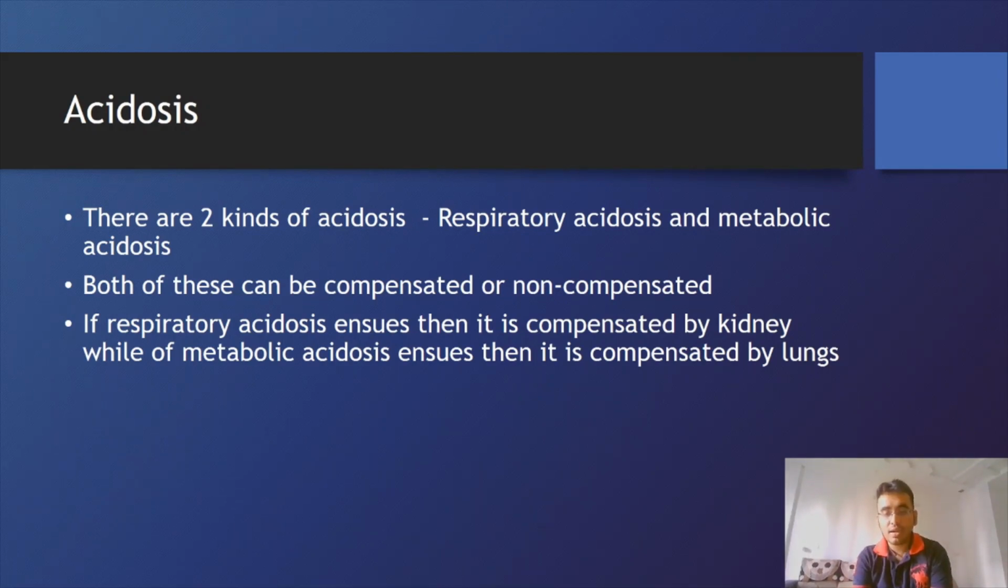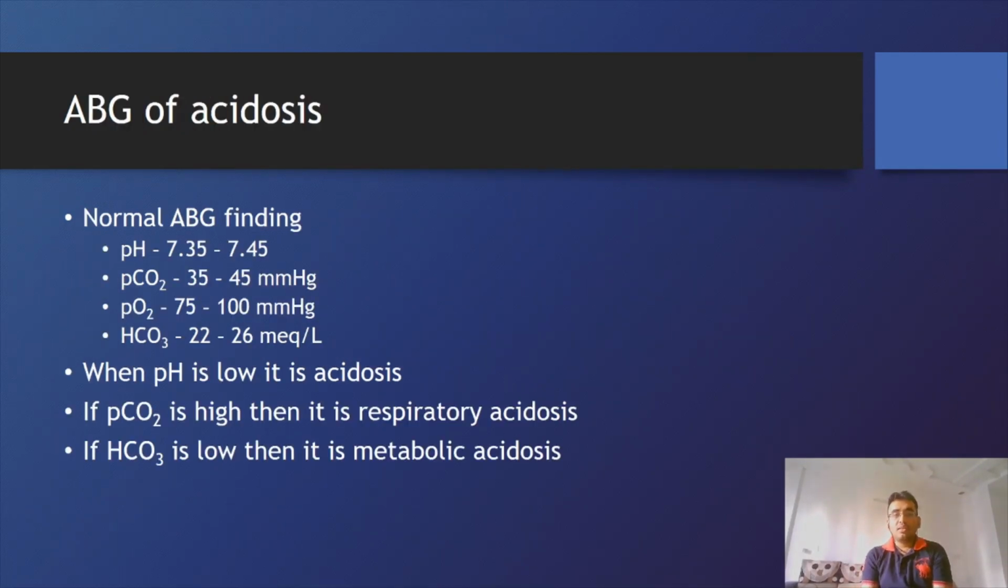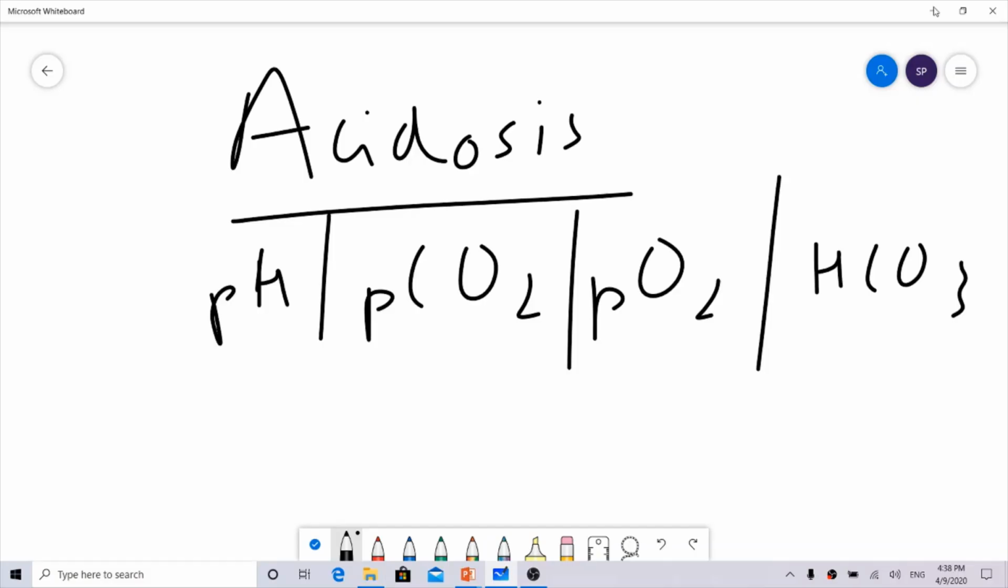Just to know, when we talk about a normal ABG: a pH of 7.35 to 7.45 is considered normal, PCO2 of 35 to 45 is normal, PO2 of 75 to 100 is normal, while the bicarbonate levels are 22 to 26. So when we look at any ABG findings, the first thing we look at is the pH, then the PCO2 and the bicarbonate.